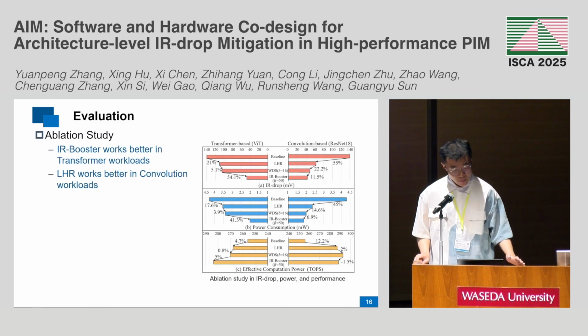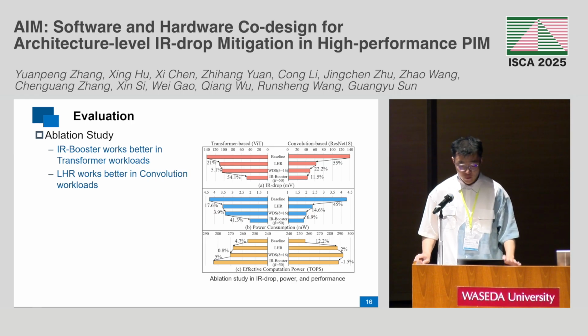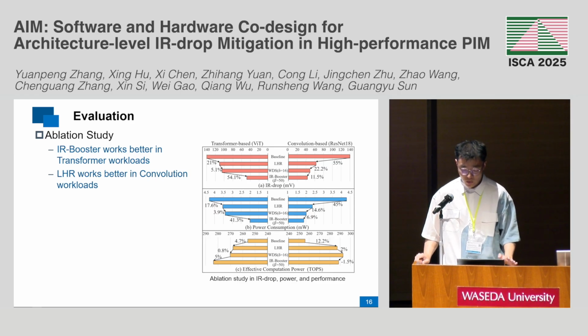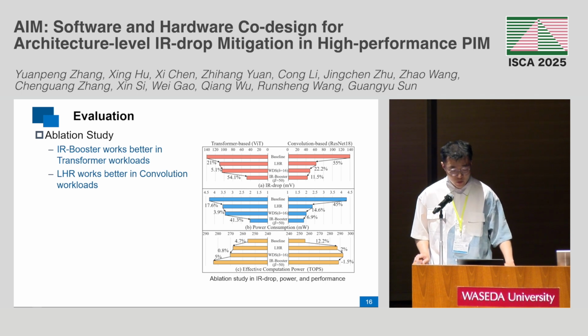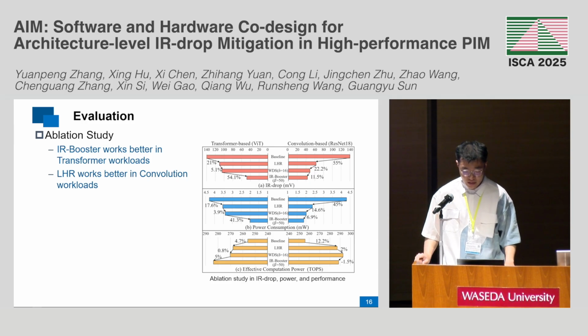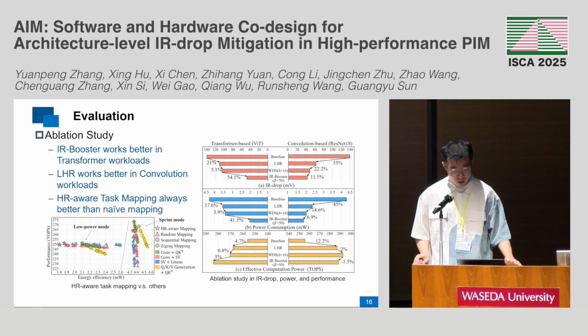Under transformer-based workloads, the primary improvements are from IR booster, and for convolution-based workloads, lower Hamming rate provides the main benefits. This is because for transformer-based workloads, Q, K, and V matrices are all related to the user input, preventing software optimization. In contrast, convolution operators are predetermined, so software optimization works better. And HR-aware task mapping is always better than naive mapping methods.